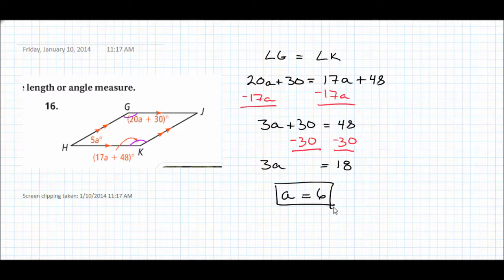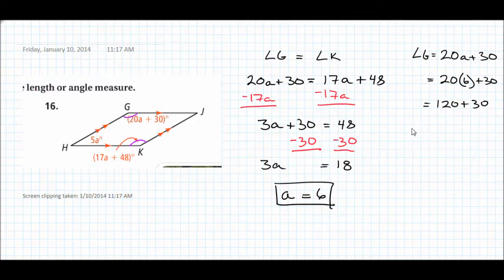Okay, so let's solve for angle G. Angle G is equal to 20A plus 30. Well, let's plug in what A is. So 20 times 6 plus 30, which would be 120 plus 30. So angle G will equal 150. Okay, so over here we can say angle G was equal to angle K is equal to 150.